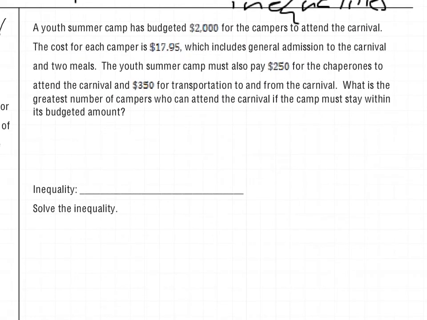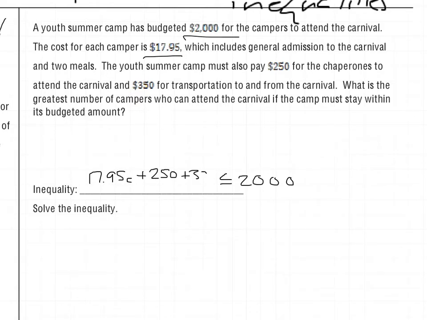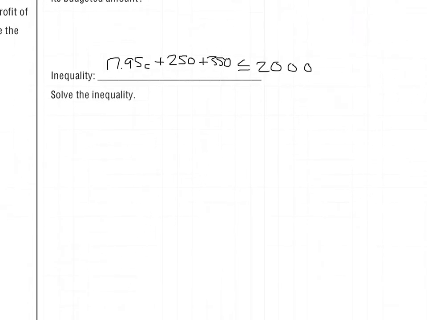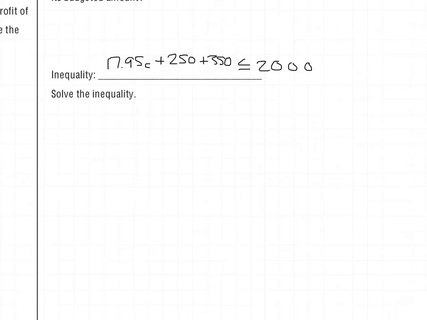So looking at this, we have $2,000 of budget, so however much we spend must be less than or equal to the $2,000. Each camper costs $17.95, so it's going to be $17.95 times each camper. Plus we're also going to spend an additional $250 and an additional $350. So this should be the inequality that we've started with. If it's not the inequality that you started with, go ahead and pause your group right now. Go ahead and reset and resolve.